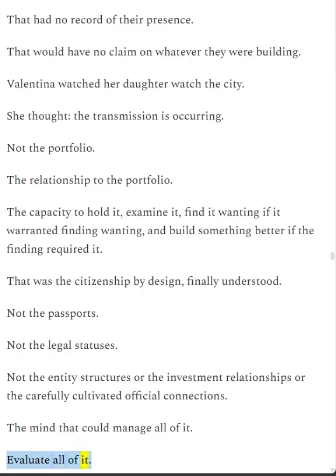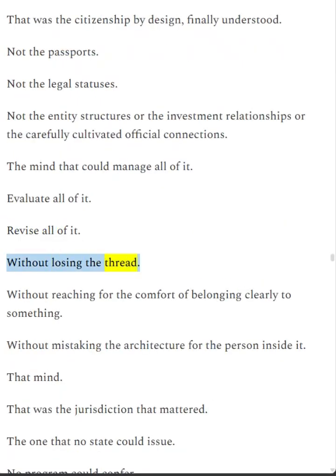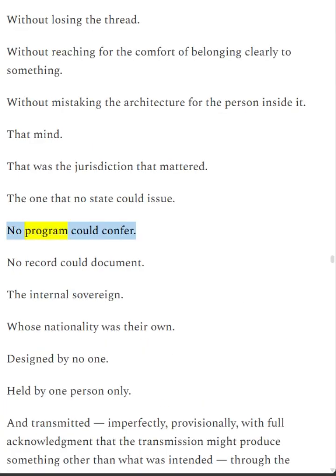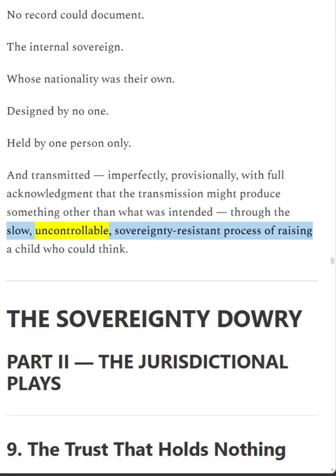Evaluate all of it. Revise all of it. Without losing the thread. Without reaching for the comfort of belonging clearly to something. Without mistaking the architecture for the person inside it. That mind. That was the jurisdiction that mattered. The one that no state could issue. No program could confer. No record could document. The internal sovereign. Whose nationality was their own. Designed by no one. Held by one person only. And transmitted, imperfectly, provisionally, with full acknowledgement that the transmission might produce something other than what was intended, through the slow, uncontrollable, sovereignty-resistant process of raising a child who could think.